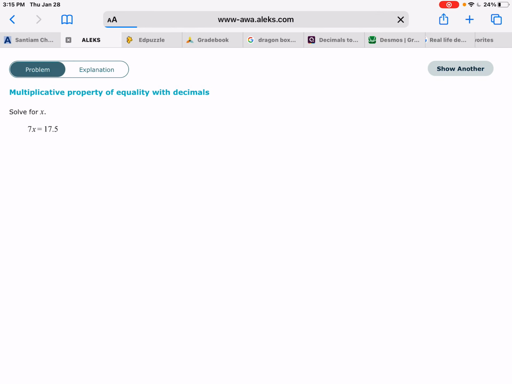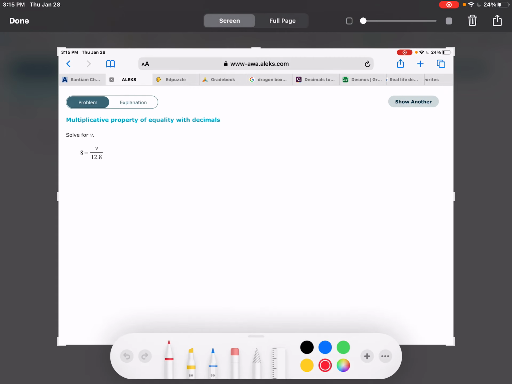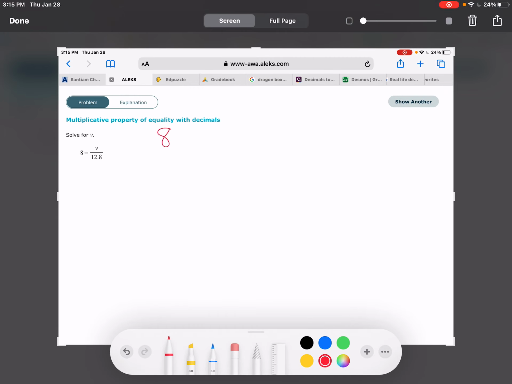All right, let's do another one. In this case, I have division. I have 8 on one side of my equal sign, and on the other side of my equal sign I have v divided by 12.8. I want to undo this division, this divided by 12.8, because I want to get v by itself. So in order to undo the 12.8, I can times by that.